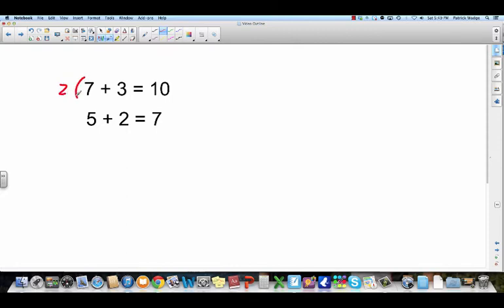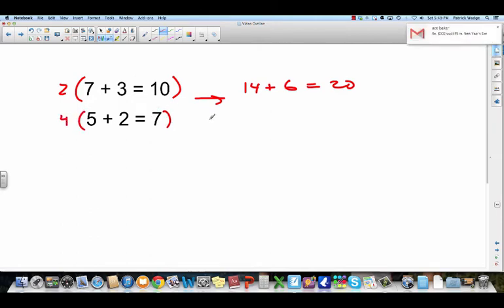Okay, what about if I do this? I'm going to multiply the first one, all the terms, by 2, and let's see what we get. 2 times 7 is 14, 2 times 3 is 6, and 2 times 10 is 20. Is that true? 14 plus 6 is 20? It sure is. Let's do one more. Let's multiply this one by, I don't know, 4. So multiply all of this equation by 4. If I do that, 4 times 5 is 20, 4 times 2 is 8, and 4 times 7 is 28. Okay, that's true too. 20 plus 8 is 28.